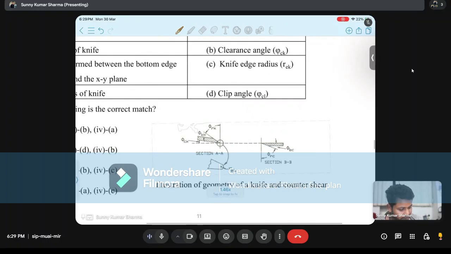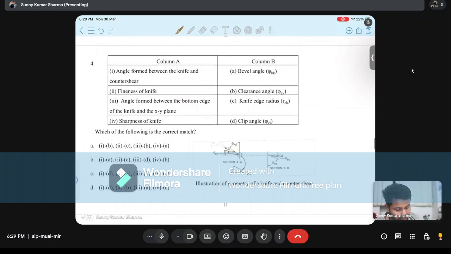It has not been described here in this figure. So the angle formed between the knife and the counter shear, the counter shear being the laser plate. So one knife is there and a laser plate is there. We have just seen this angle. The angle formed between this knife and the clip, this angle, is called the clip angle.